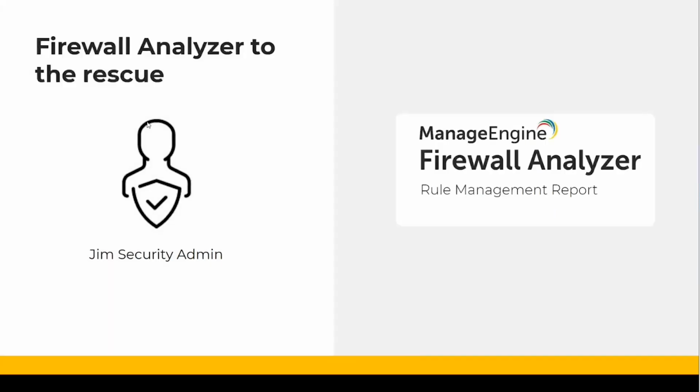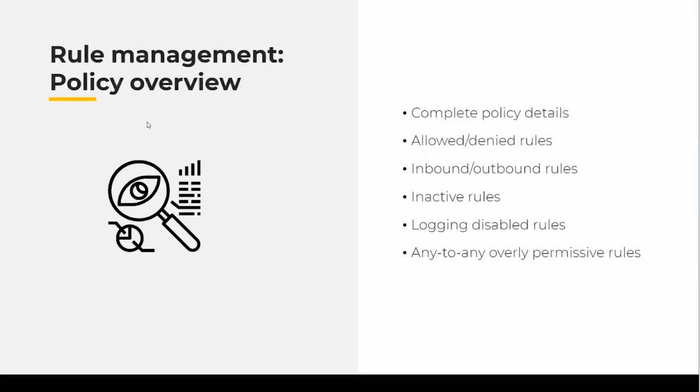Let us look at how the Firewall Analyzer rule management module can help Jim optimize the firewall rules. First, the policy overview report gives you visibility into all the rules that have been written on the firewall. You can filter the rules according to allowed and denied rules, inbound and outbound rules, inactive rules, log disabled rules, and any-to-any overly permissive rules, and you can download and analyze a list of rules. With this, Jim now gets visibility into the complete list of rules in the firewall.